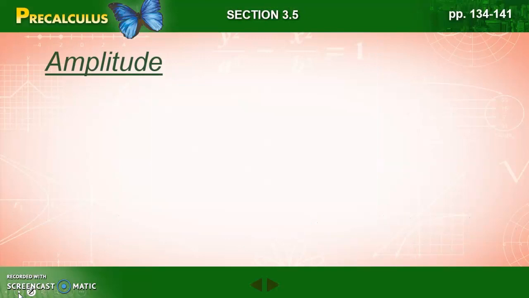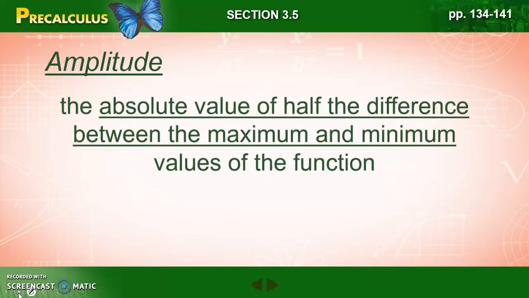All right, a second objective that we had for today is that you will be able to determine the amplitude of a function. Now, if you're familiar with the idea of waves in science, then you've heard this term amplitude before. And here's the official definition. The amplitude is the absolute value of half the difference between the maximum and minimum values of the function.